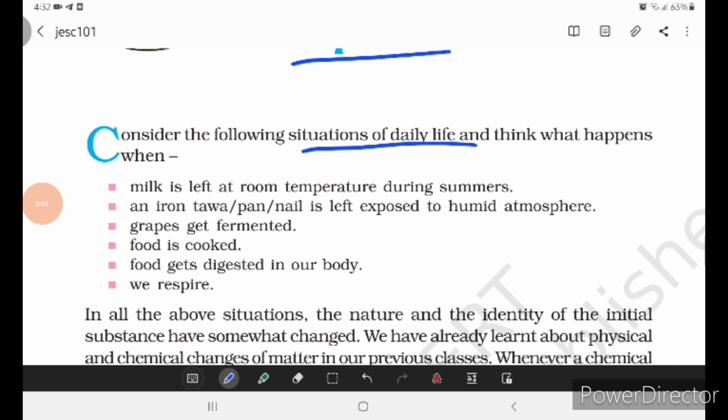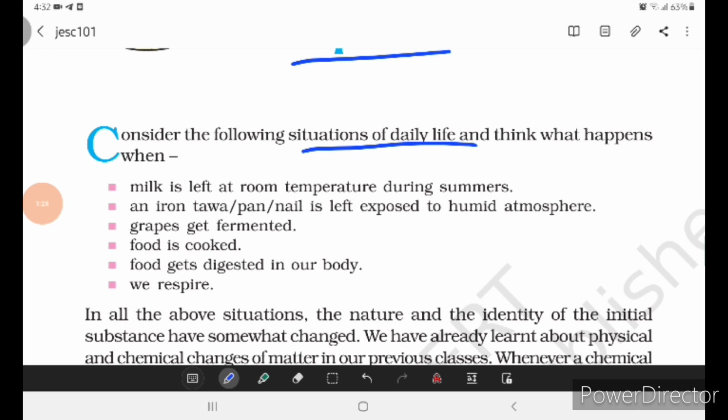Consider the following situations of daily life and think what happens when milk is left at room temperature during summers. During summer days, it's very hot, right? So during these days, when you keep milk outside, at the end of the day, the milk gets spoiled and it is not suitable for drinking. Okay, and let's know why this actually happens. You can observe that the state of the milk when it is fresh, kept outside, is different compared to the state of the milk at the end of the day.